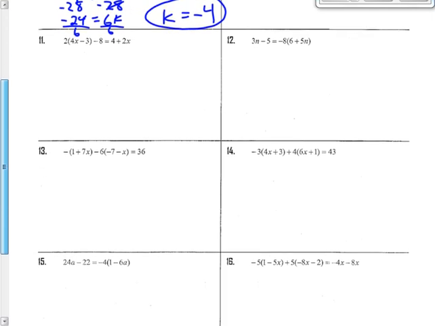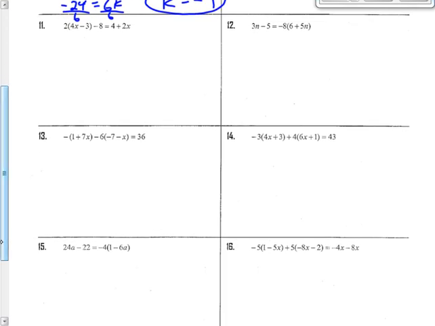So as I continue down a little bit, let's pick one that has some negatives in it here. Like let's say number 13 here. So I've got a negative on the outside of this set of parentheses. You have to know that that is a -1. That -1 gets distributed in. And so I've got -1 times 1 is -1. -1 times 7x is -7x.